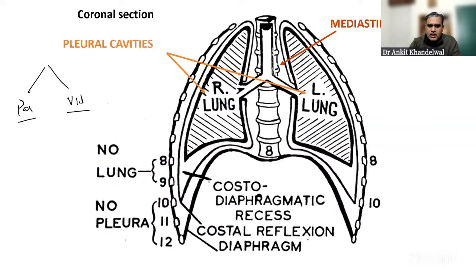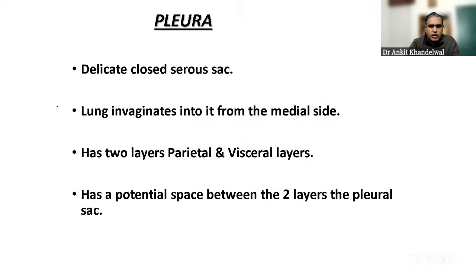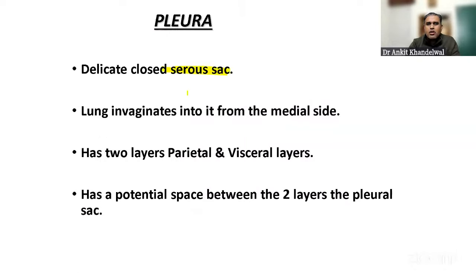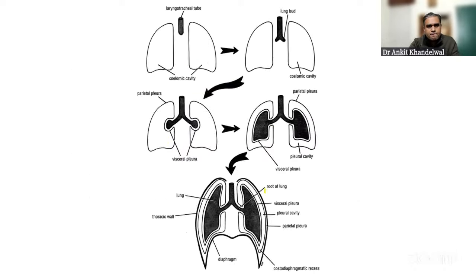So here is the pleura, and obviously the recesses over here. Embryologically, the lung invaginates it from the medial side, has two layers, and has a potential space known as the pleural sac. This image shows how the lung bud invaginates the pleura from inside, and therefore what comes around is your two layers, the visceral pleura and the parietal pleura, and between them you have the pleural cavity.